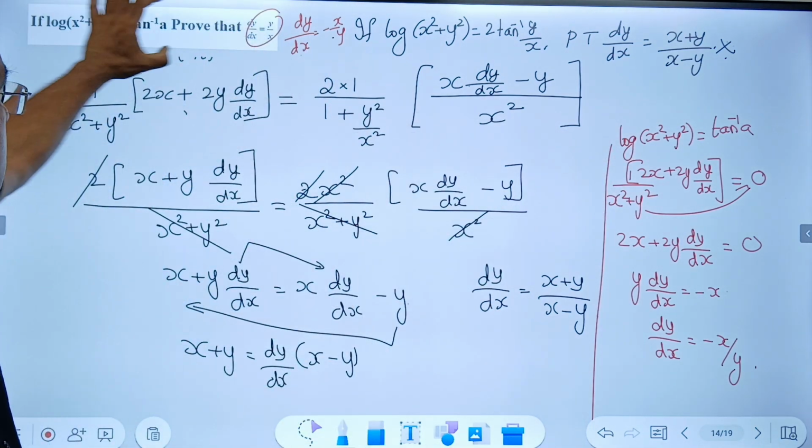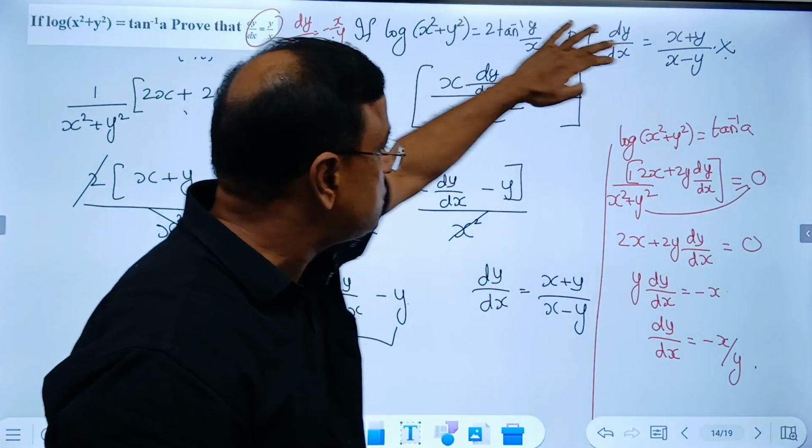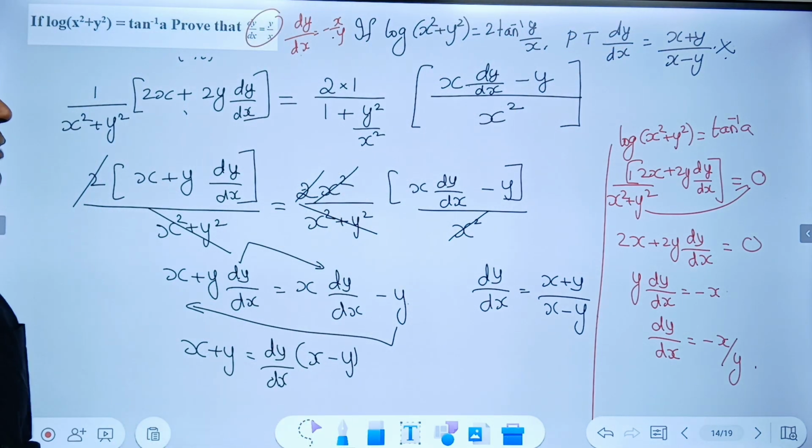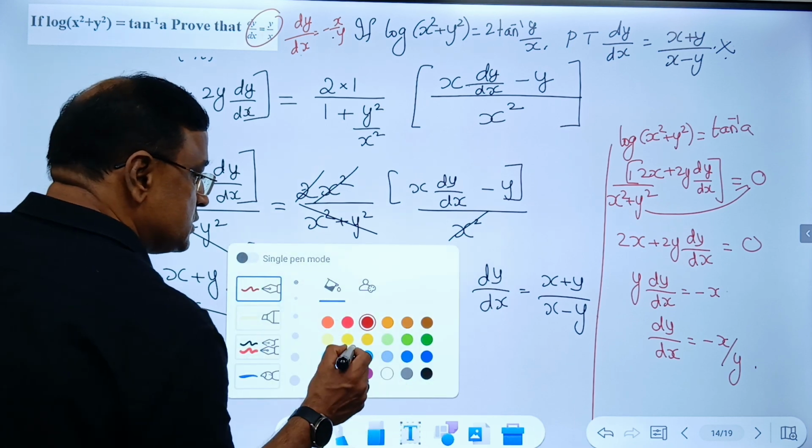But actually that is not the problem. I want you to remember this as a question. This is a very, very important type of question. Direct differentiation, nothing else.